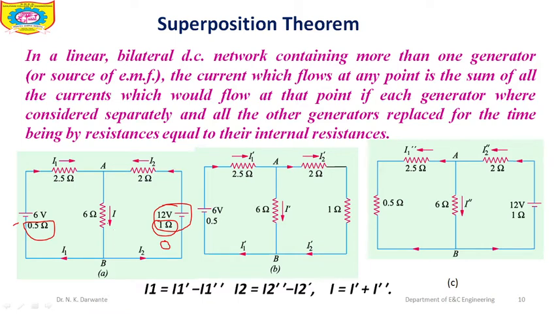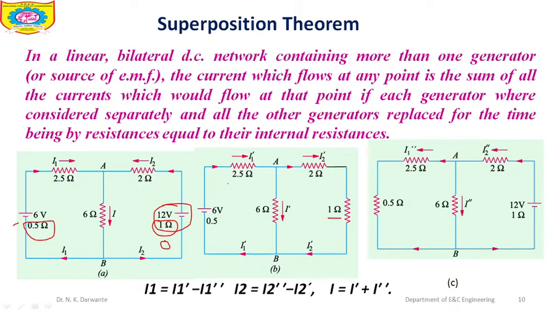Okay, now what to do next? First of all, now one by one we have to go on replacing. Now we will assume that this 12 volt source we have to replace by its 1 ohm resistance, as shown in figure B. Here the 12 volt is not shown and only its 1 ohm equivalent resistance is shown, and here only one EMF source we have kept as it is.